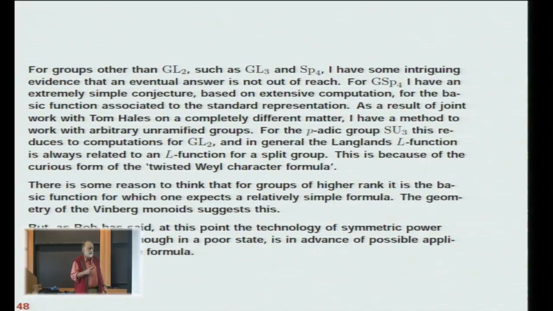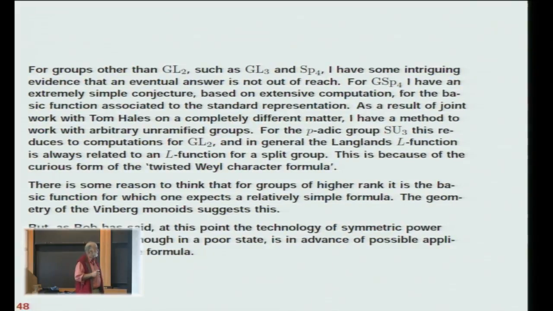So the computation of basic functions comes in two steps. One, you compute irreducible symmetric power decompositions. And the second step is you apply the inverse Satake transform. And again, there's some hope that both of those are somehow comprehensible steps.